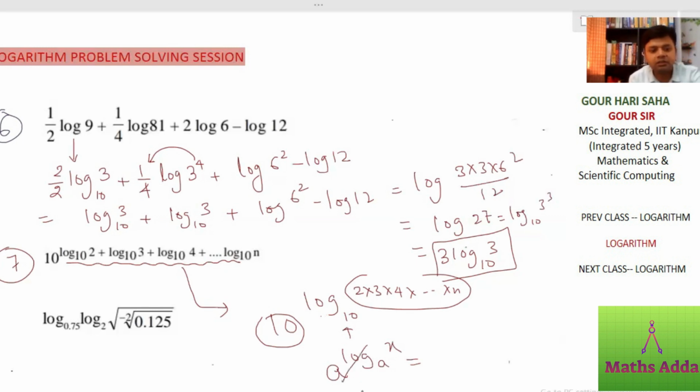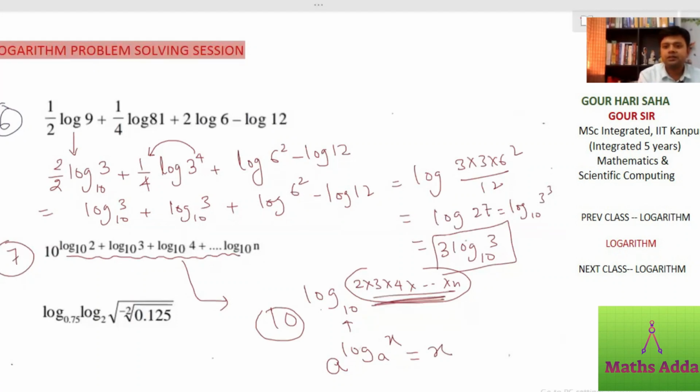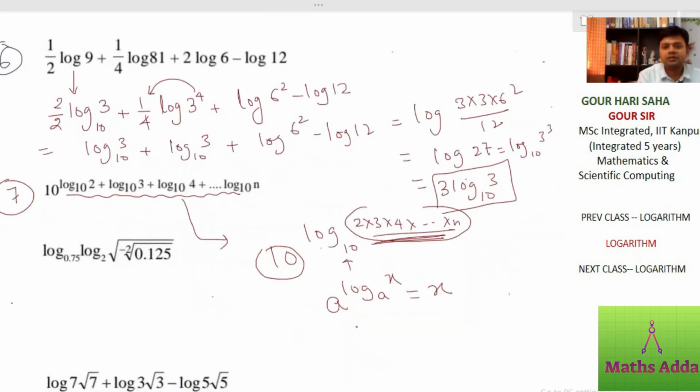I said earlier, don't cut it like that. It will be meaningless, but think like that. So a to the power log of x base a will be equal to x. So here answer will be what? This one only, right? So answer is 2 into 3 till n. This is actually n factorial. N factorial is called continued product.